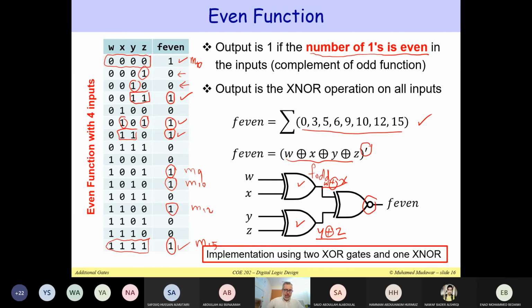F odd. If I remove this bubble at the end, if I just use XOR, it will give me F odd. But the last gate has to be an exclusive NOR to get the F even, because the F even is just the complement of the F odd. So notice how we have implemented this even function using 2 XOR gates and 1 exclusive NOR gate.